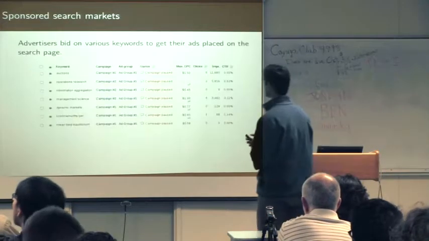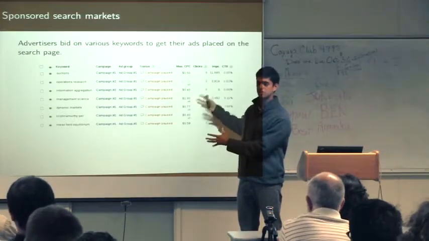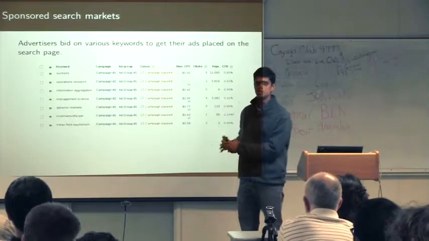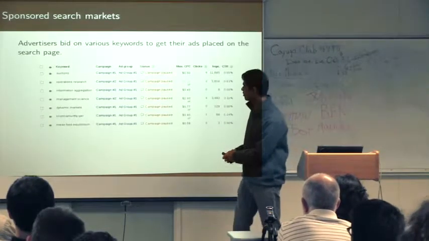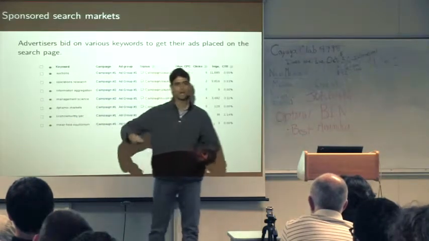More precisely, you can start a campaign on a website like Google AdWords, where before the campaign you decide on a set of keywords that you want to bid on.